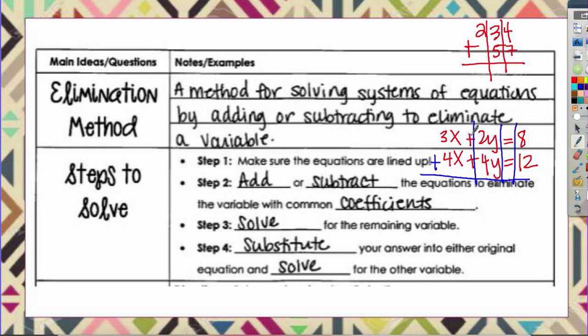So they need to be lined up. Now they don't have to be in this format. They could also be in y equals format. They could be jumbled up in any kind of way, as long as your constants, x terms, equal signs, and your y's are lined up. They just need to be lined up in order to use this method.